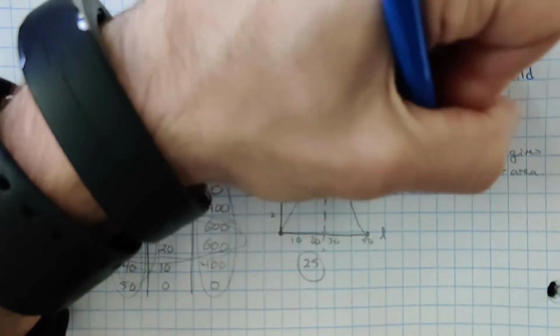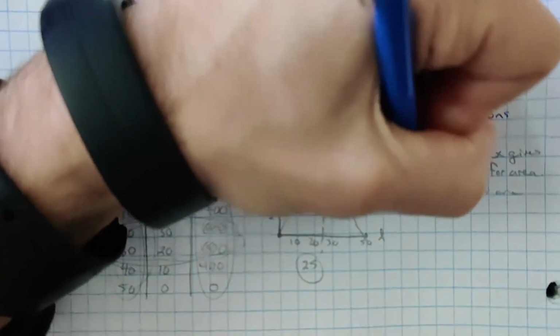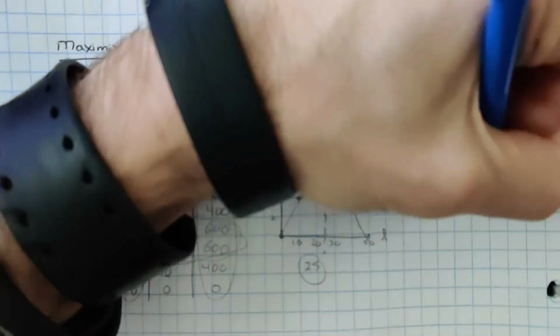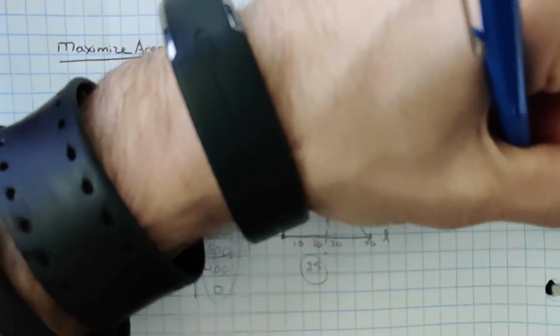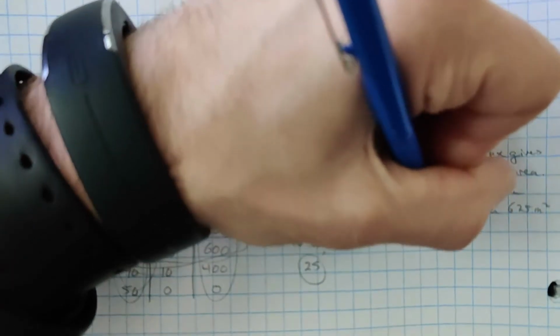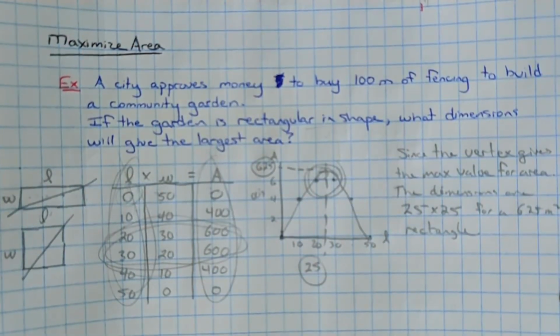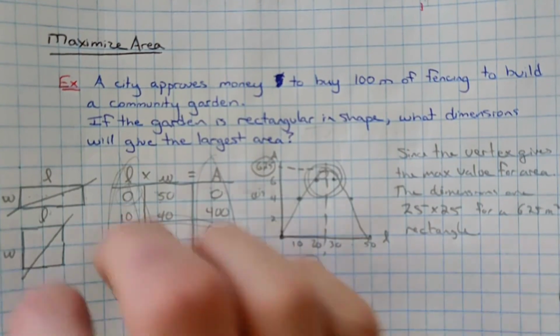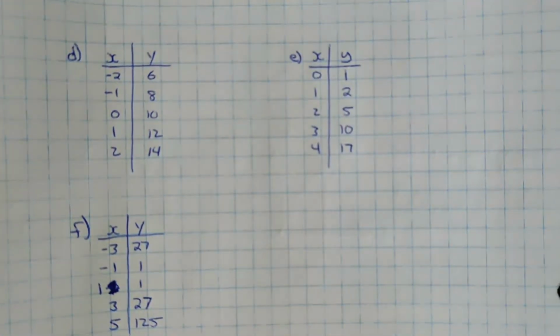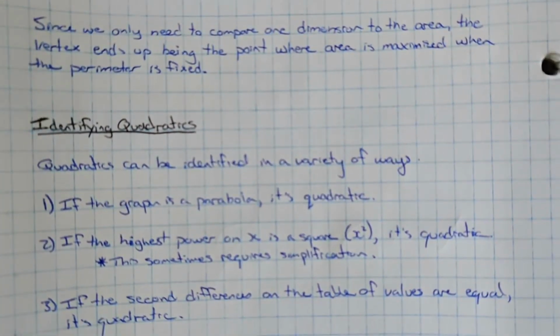the dimensions are 25 by 25 for a 625 meters squared rectangle, which happens to be a square. Note, maximizing area is always going to be a square. So since we're just comparing the one dimension to the area, the vertex ends up being the point where the area is maximized when the perimeter is fixed.